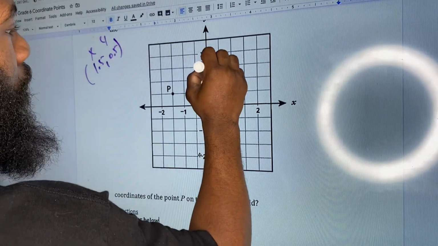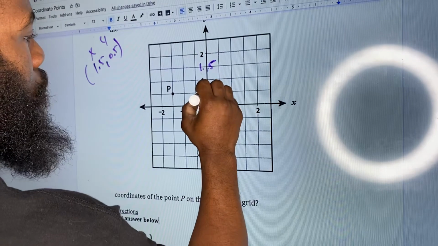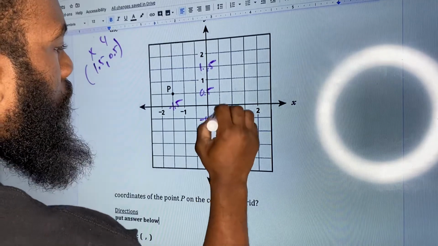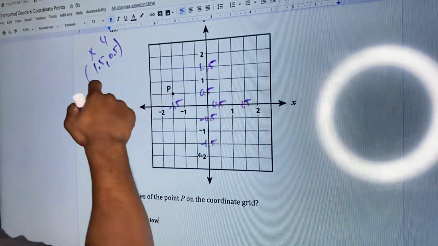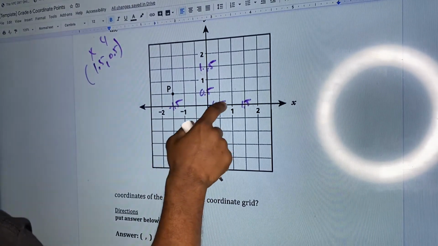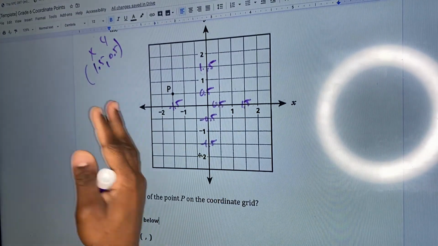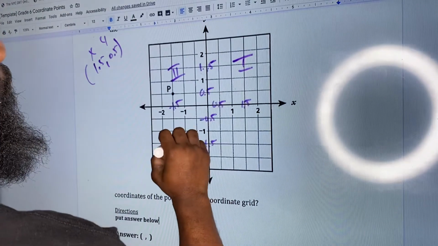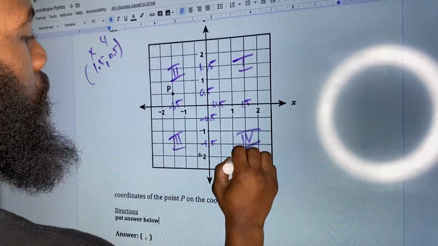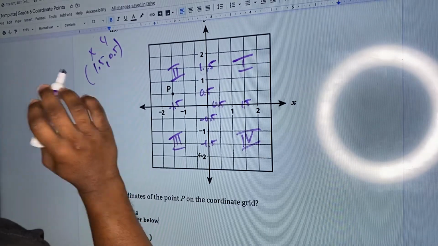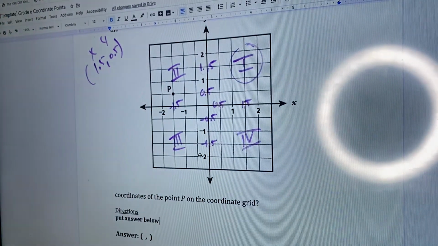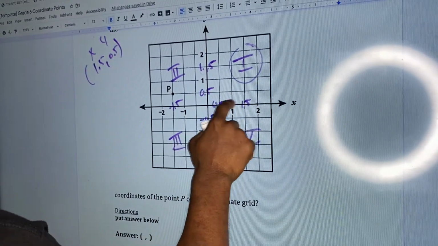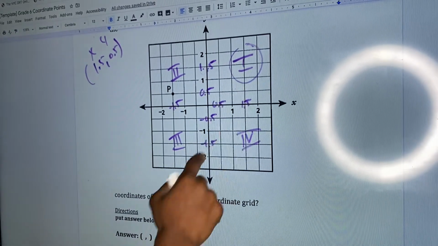So you got your 0.5, you got your 1.5 here, your negative 0.5, your negative 1.5, your 0.5, your 1.5. You find that positive x and then that positive y, and you're good. I'll give you a hint. The answer is on this quadrant. There's 4 quadrants in the graph, 1, 2, 3, and 4. The coordinate point will be in this quadrant. That's the hint I'm going to give you. You find where positive 1.5 is on the x-axis, and you find what positive 0.5 is on the y-axis, and then you're good to go.